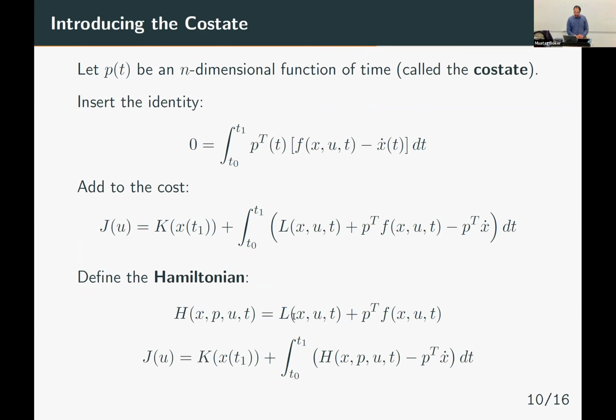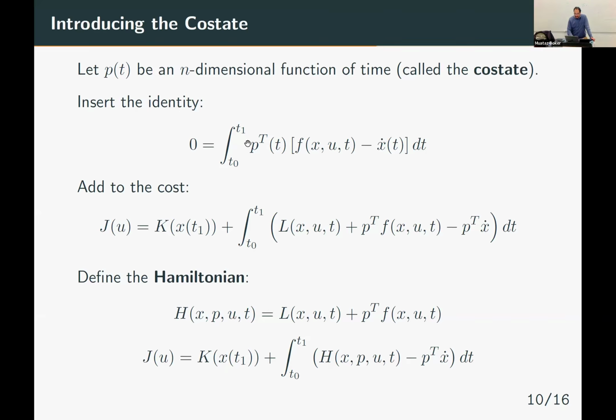And Lagrangian in last lecture. This is similar to that. Okay, this is similar to that. So we call that the co-state. It's a similar idea to the Lagrangian multiplier. Let P of t be an n-dimensional function of time called the co-state. So we're going to call this the co-state. Right? Now, insert the identity, right?